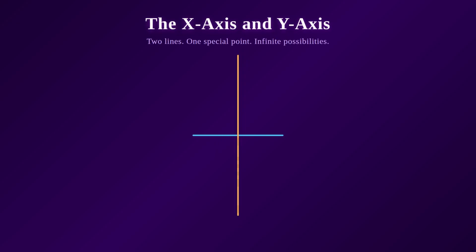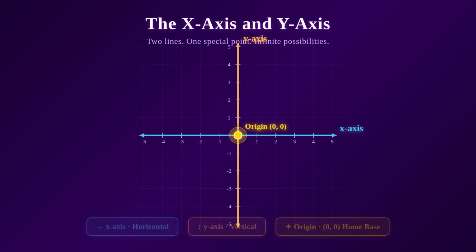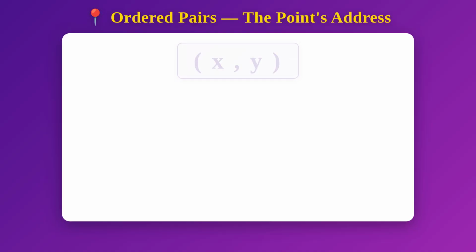Here's the big picture. The coordinate plane has two important lines. The horizontal line, the one that goes left and right, is called the x-axis. The vertical line, the one that goes up and down, is called the y-axis. They cross at a special point called the origin, and the origin is always at (0, 0). Think of the origin as home base. Everything on the coordinate plane is measured from that one spot.